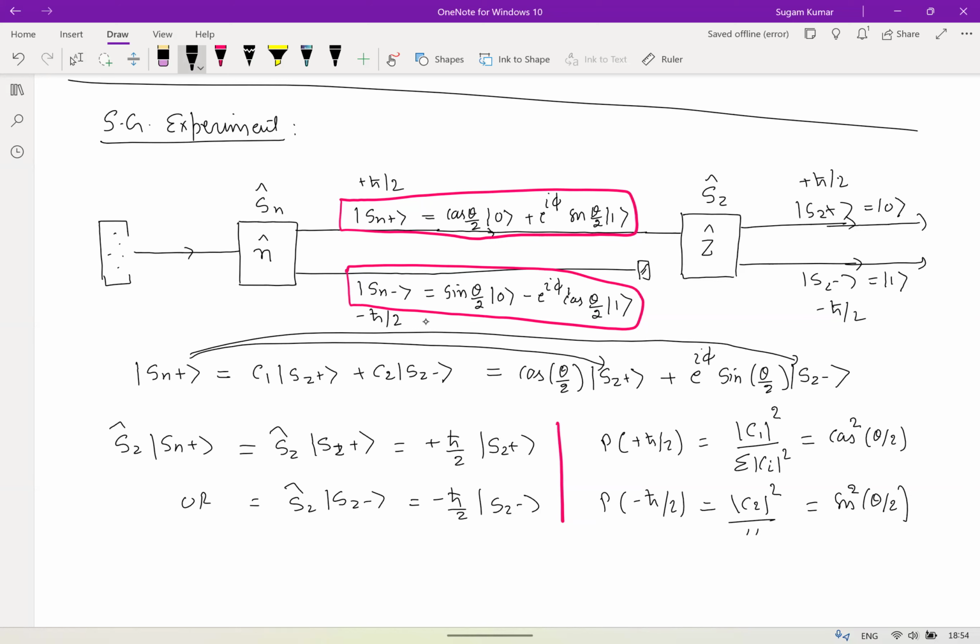Shouldn't S negative have e to the minus i phi? No. Which one? You mean Sn minus, right? It should be the same, no? Minus e to the minus i phi cos theta by 2 times. It seems like e to the power minus i phi. No. When you take the complex conjugate, that will cancel out. It will be plus. Okay, thank you. So these are the values.